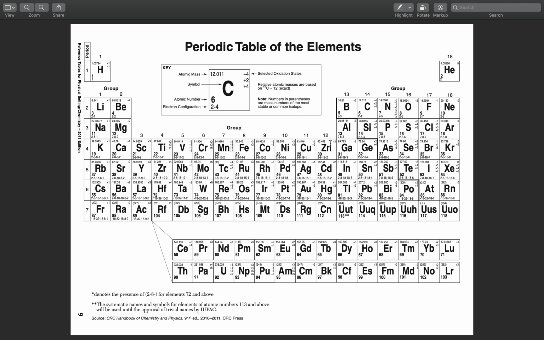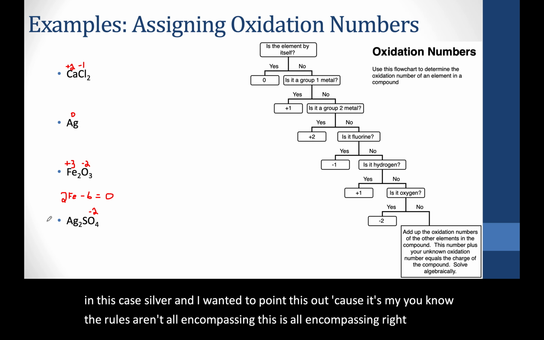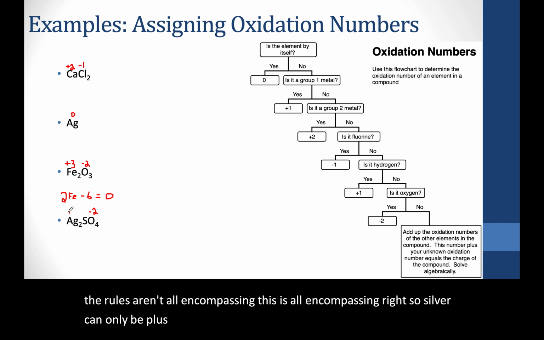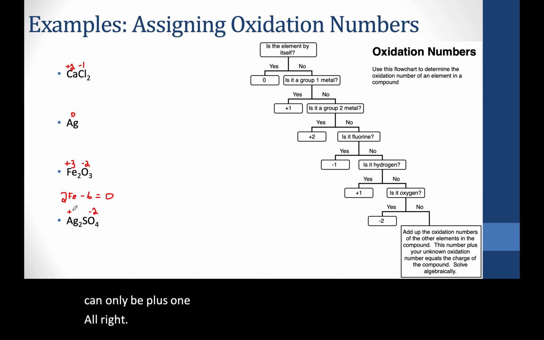So zinc, cadmium, silver, there's a few others in here. You can always just look here on the periodic table. However, if you get to one that has multiple charges, then you have to do the math. But in this case, silver, and I wanted to point this out because the rules aren't all-encompassing, this is all-encompassing. So silver can only be +1. But sulfur, I'm going to have to look.